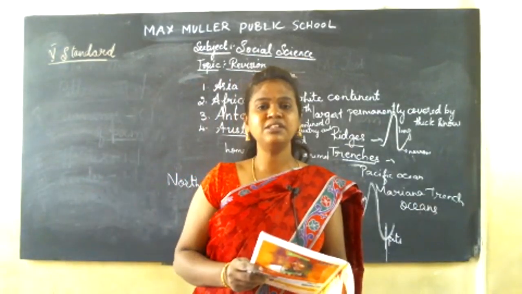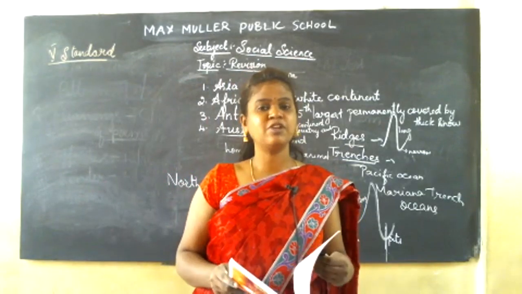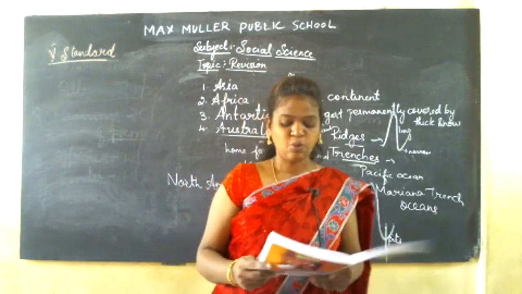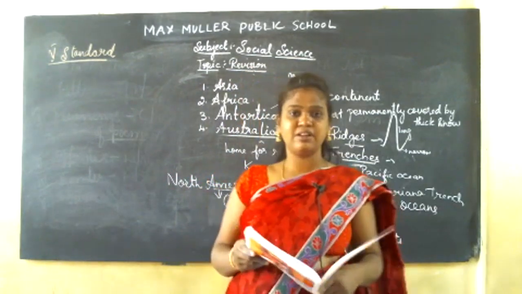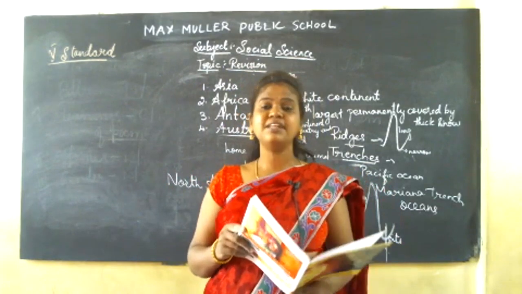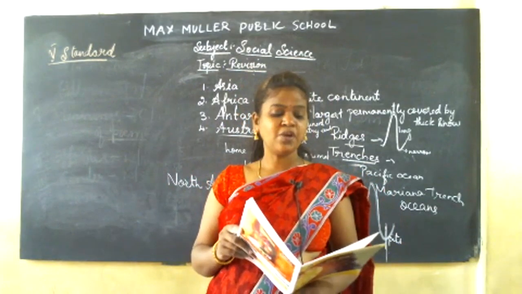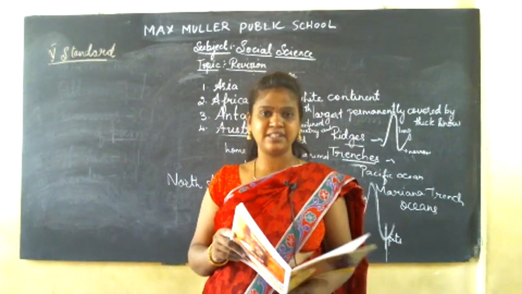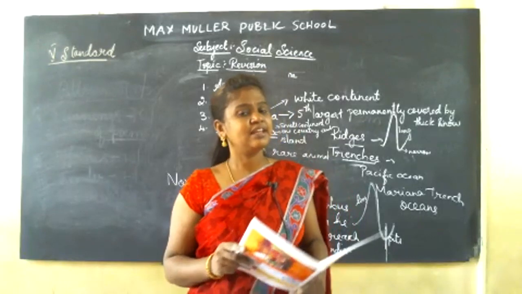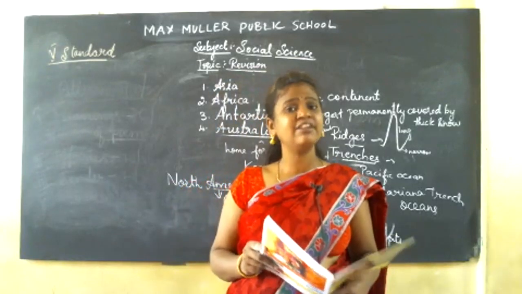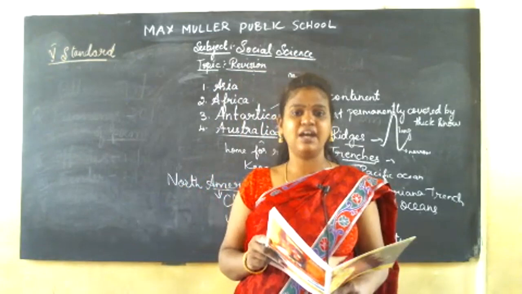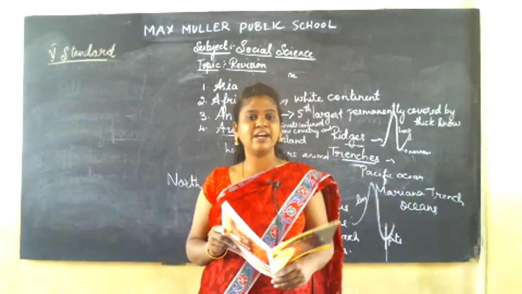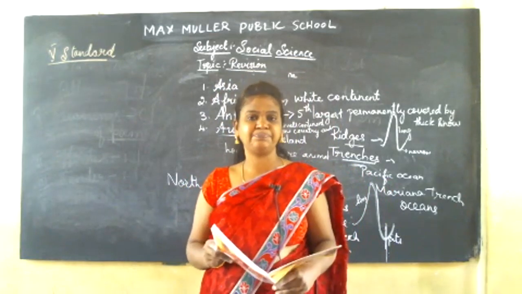I'll just read out the questions and answers once, children, so that you can clearly read. What are continents? Name all the 7 continents. The answer is: the large land masses that cover 29% of the Earth's surface and are usually separated by water are called continents. The 7 continents are Asia, Africa, Antarctica, Australia, Europe, North America and South America.